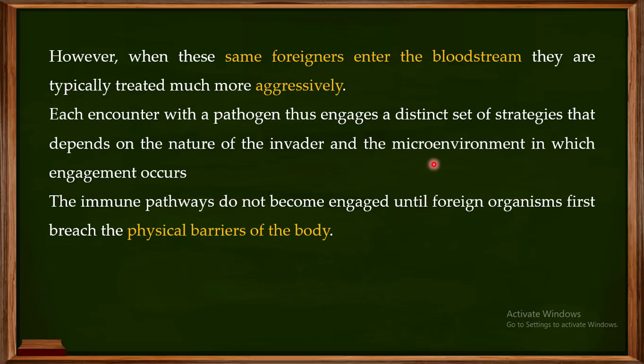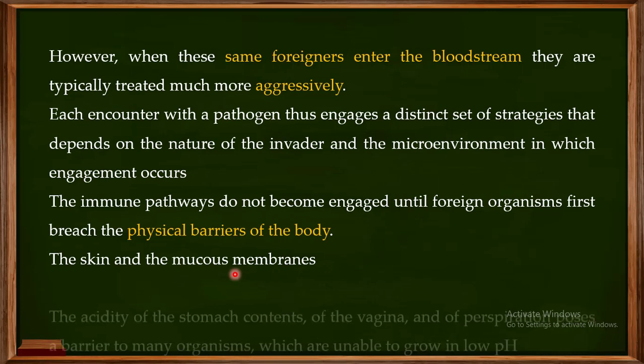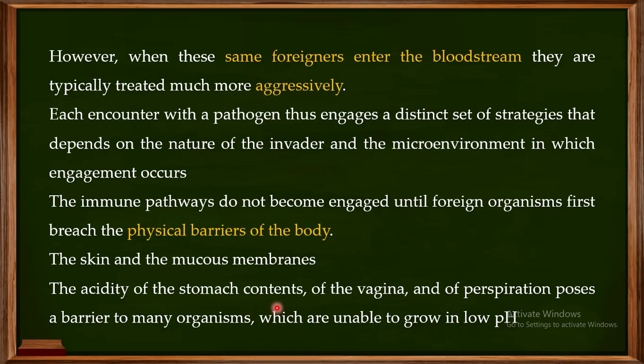Now, the immune pathways do not become engaged until a foreign organism first breaches the physical barriers of the body. The physical barriers usually keep these pathogens from entering our body. So as long as the physical barriers have not been breached, the immune system is not going to get activated. Important examples of these physical barriers are the skin and the mucous membrane. The acidity of the stomach content, of the vagina, and the perspiration also pose a barrier to many organisms, because many organisms are unable to grow in the low pH provided by the stomach content, the content of the vagina, and the perspiration.